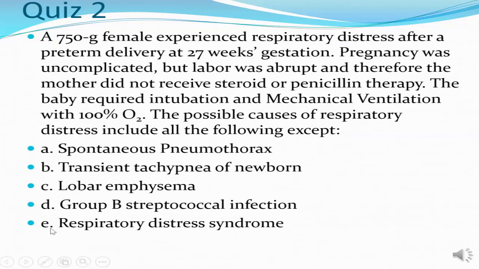The second quiz: a 750-gram female experienced respiratory distress after preterm delivery at 27 weeks gestation. The pregnancy was uncomplicated, but labor was abrupt, and therefore the mother did not receive steroid or penicillin therapy before delivery. The baby required intubation and mechanical ventilation with 100% O2. The possible causes of respiratory distress include all the following except: spontaneous pneumothorax, transient tachypnea of newborn, lobar emphysema, group B streptococcal infection, and respiratory distress syndrome.